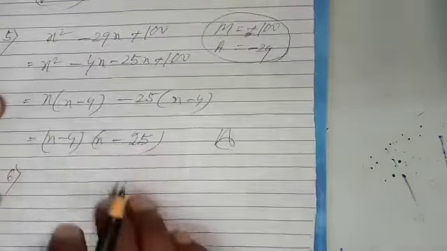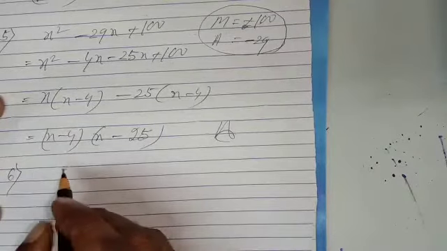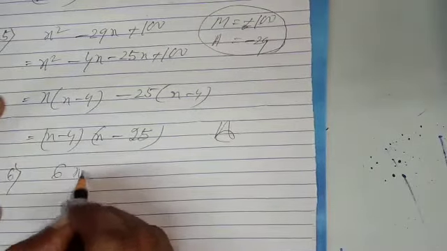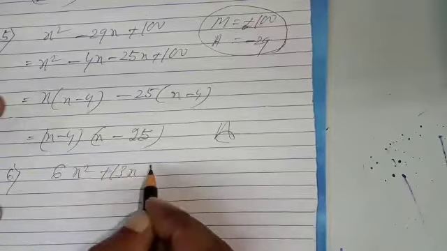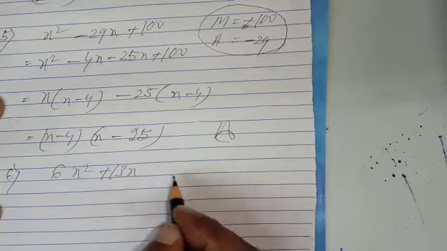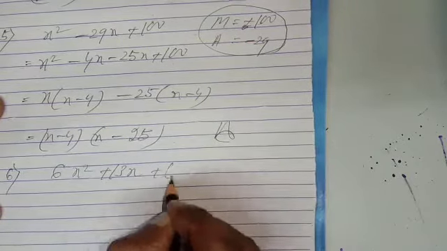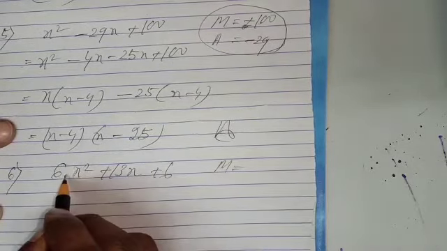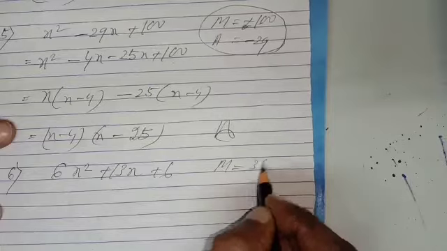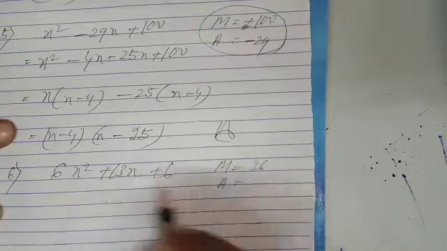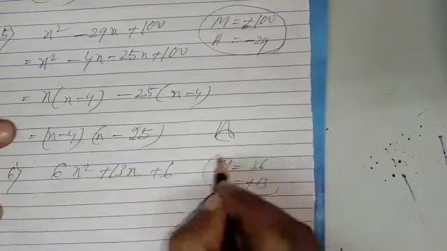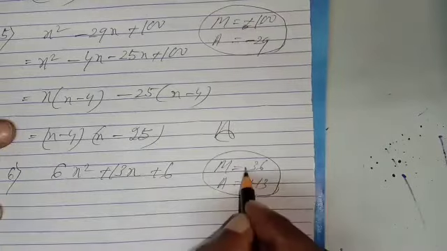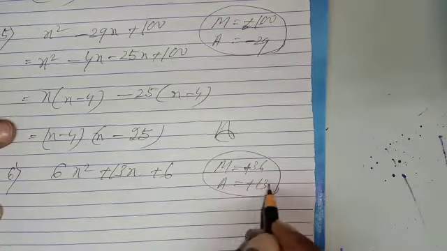Number 6, it is given 6x square plus 13x plus 6. So here multiplication is equal to how much? The coefficient is 6, so 6 into 6 is 36. Addition is plus 13. Select two numbers whose multiplication is plus 36. That's 9 and 4.